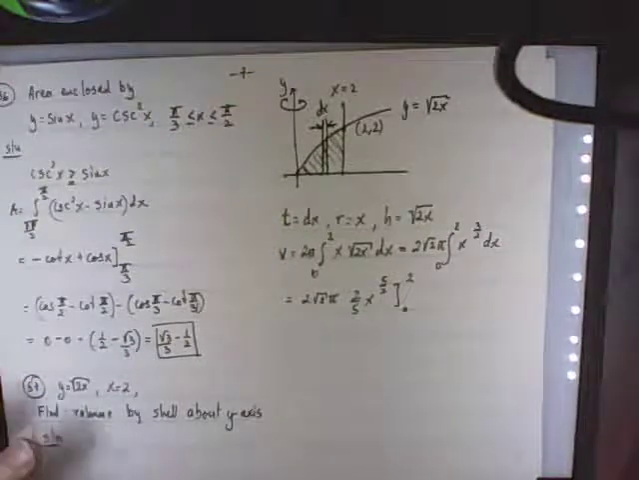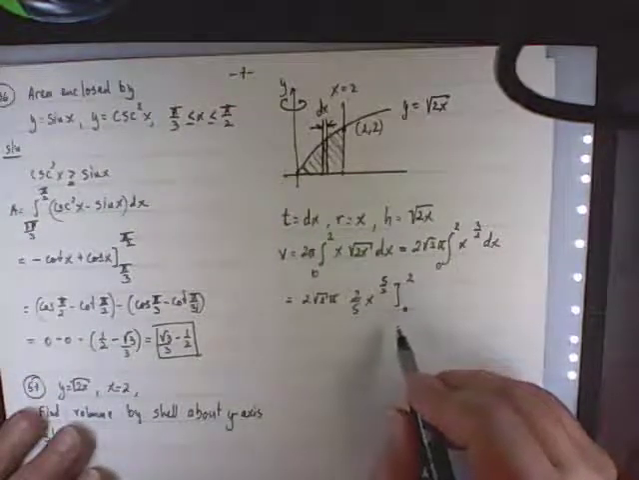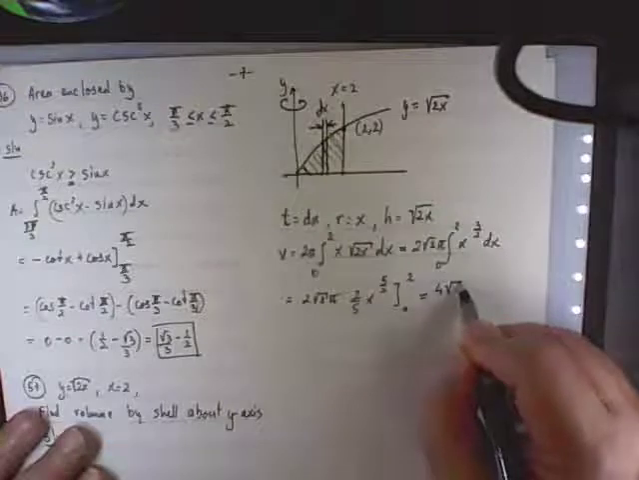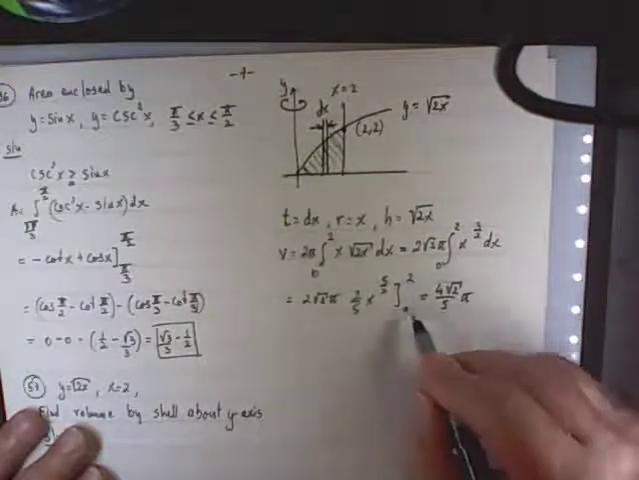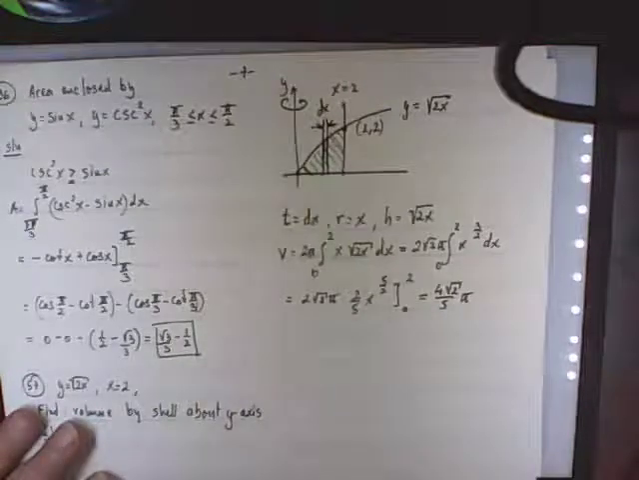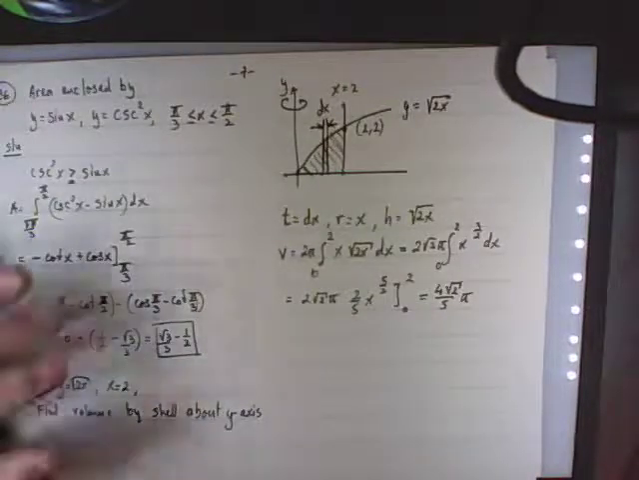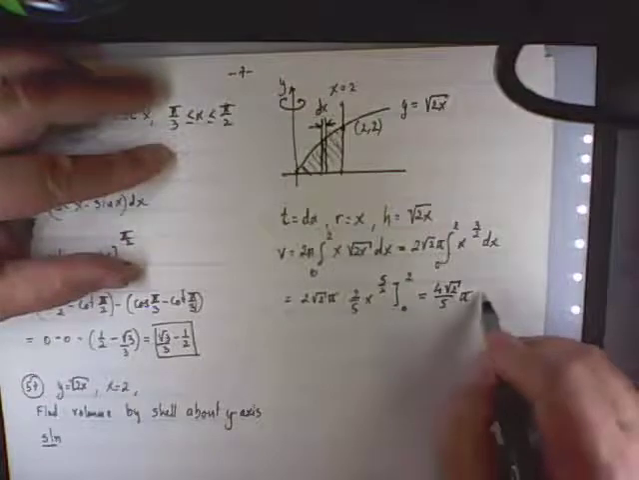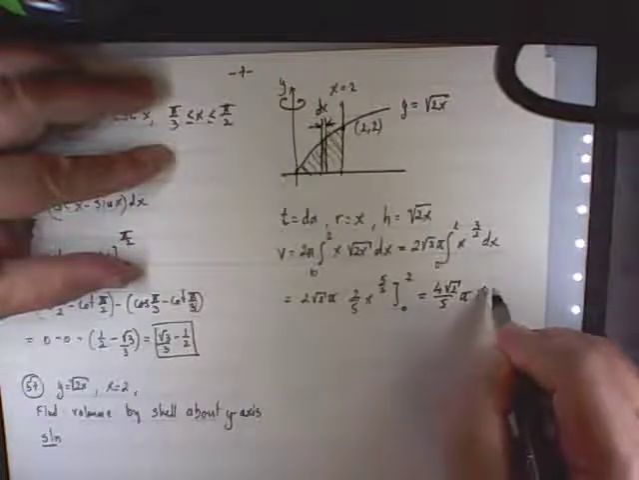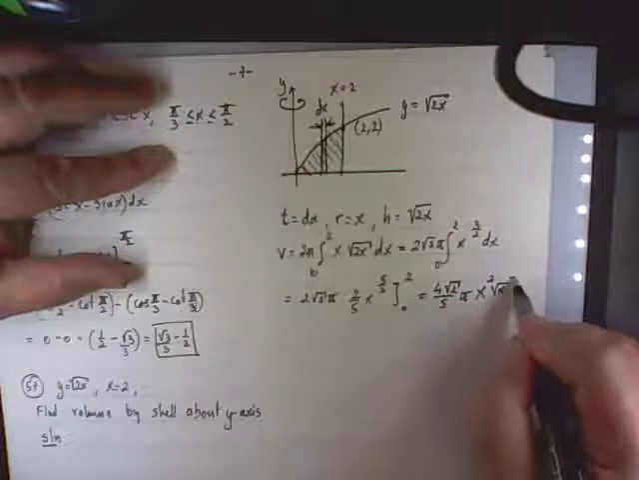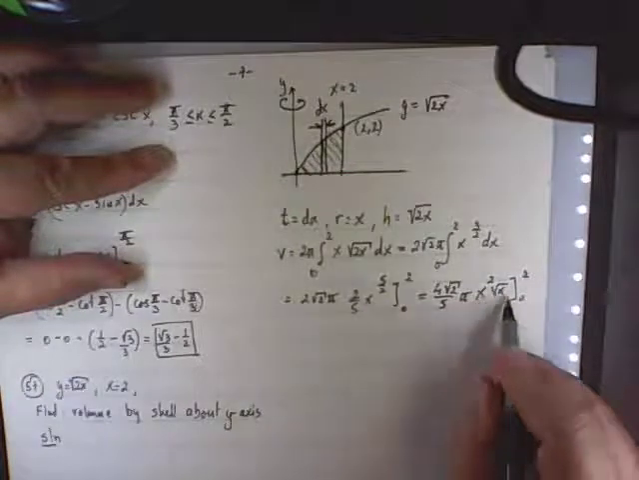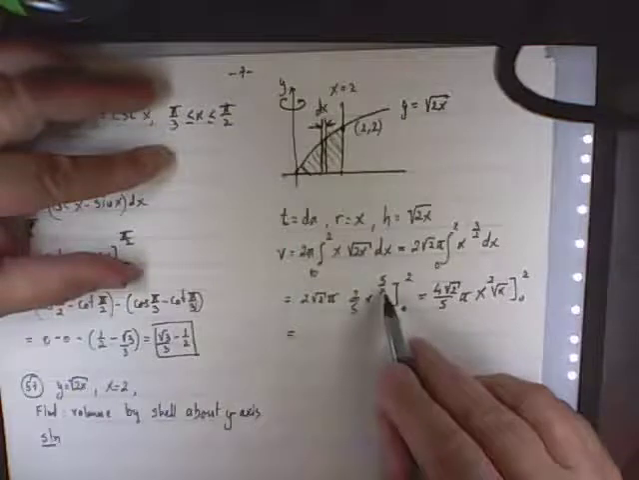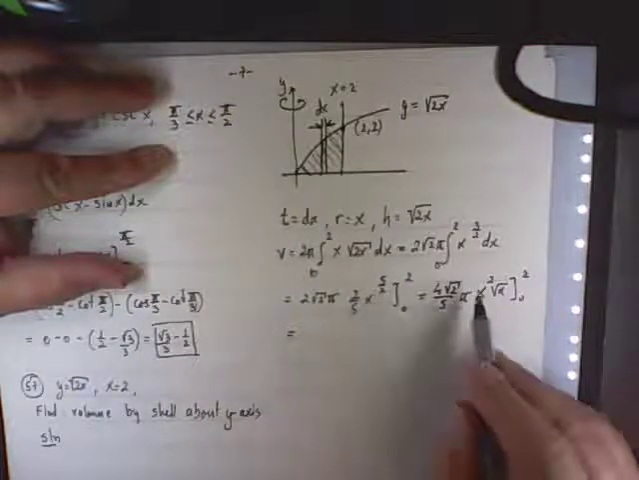So you end up having 4 square root of 2 over 5 pi. And we have square root of 2 raised to the 5th power. Okay, but we can write 5/2 as 4/2 plus 1/2. So it will be x squared, I can write it as x squared square root of x, evaluated from 0 to 2. So this will be 4 square root of 2. You see what I did? 5/2, 4/2, which is 2, plus 1/2.